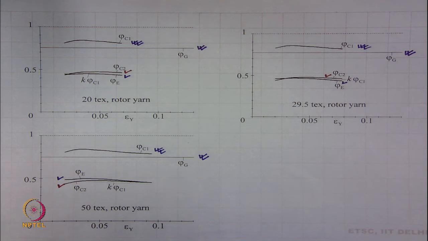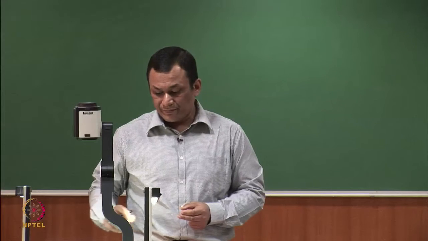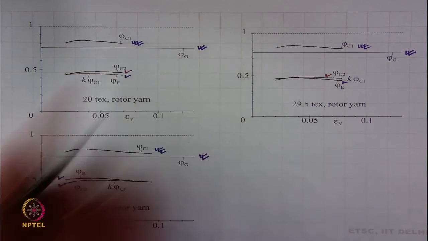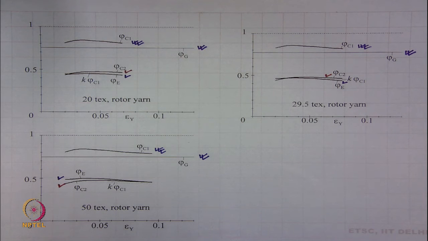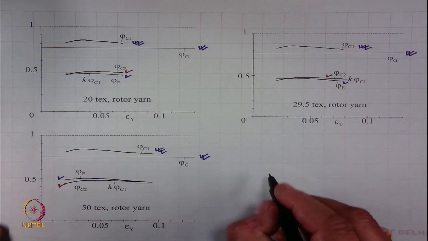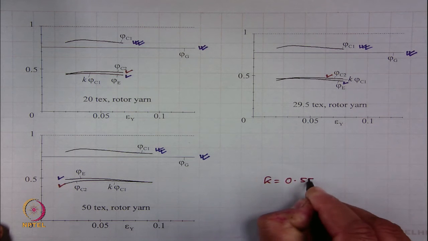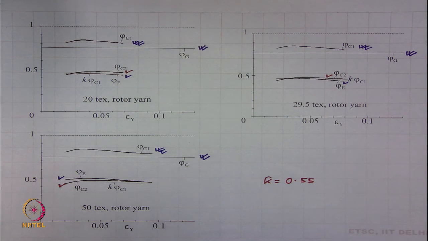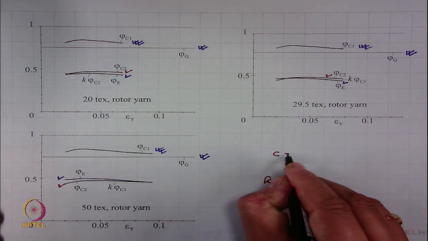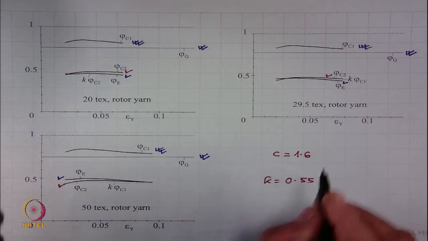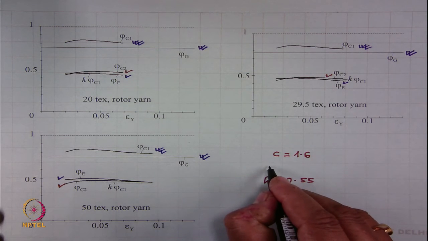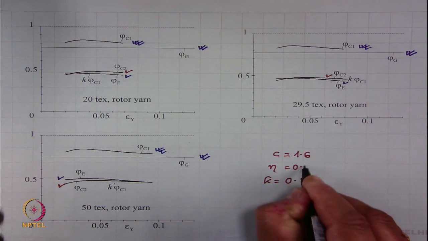Now, here again we did the same procedure, we multiplied phi C1 by a factor. In this case, this factor was 0.55, and what was the value of C? The value of C was 1.6 and the value of eta was the same, 0.5.